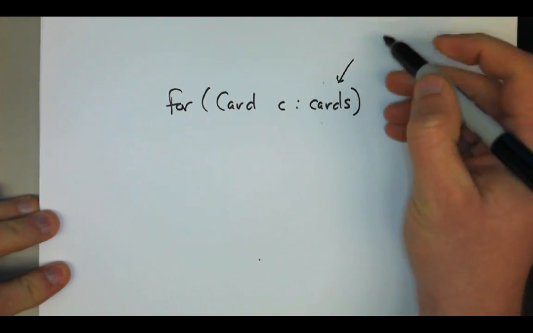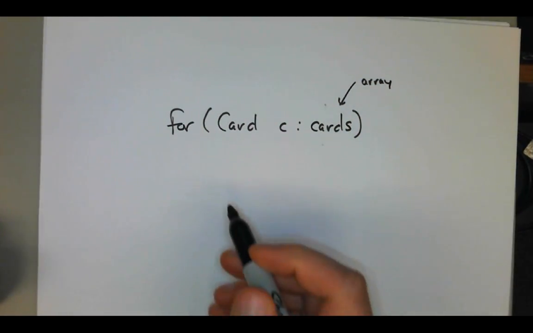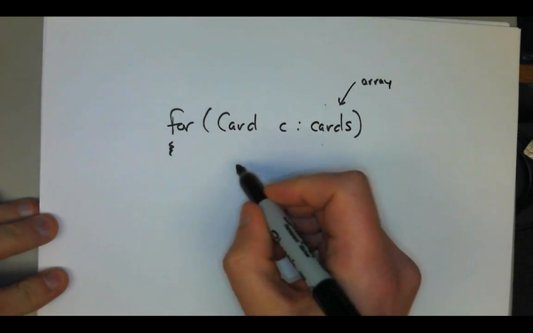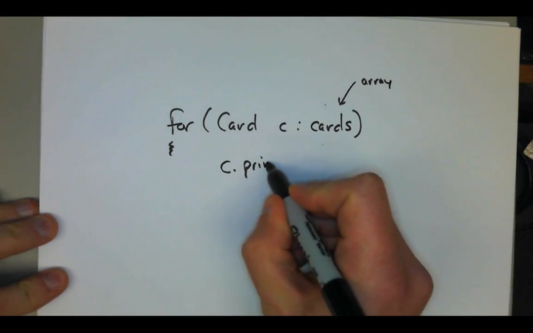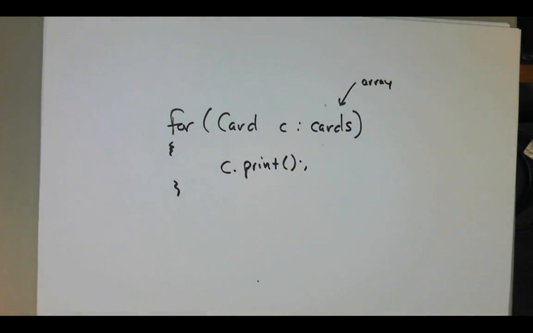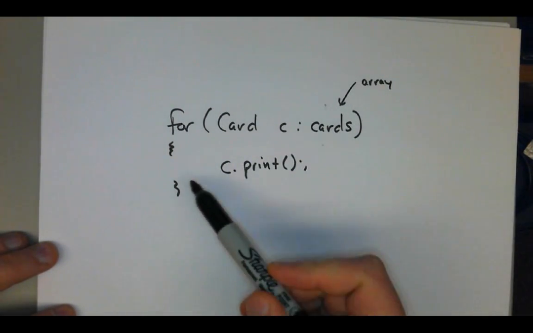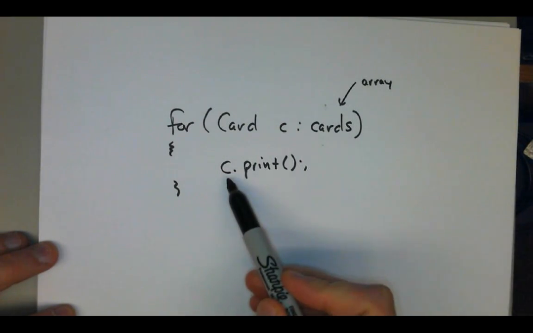Okay, so let's say this might be an array of some kind. What we could do is something like this. What this says is, for all the cards in the collection called cards, we're going to iterate one time through this loop, and each time C is going to refer to one of the cards in the array. So we say for each card C in cards. So each iteration C is going to point to a new card object.